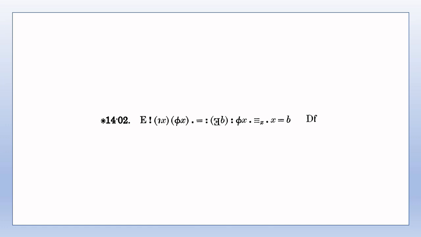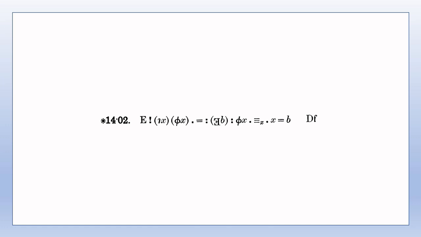Of course, we need to convince ourselves that this definition does actually do what we want it to do. The definiens of this definition is an actual proposition. We need to make sure that the right-hand side will be true only in the case where there is exactly one value which satisfies the propositional function phi x, and will be false in all other cases.